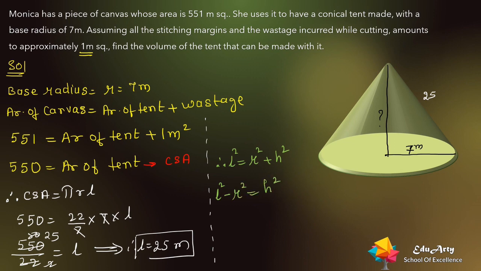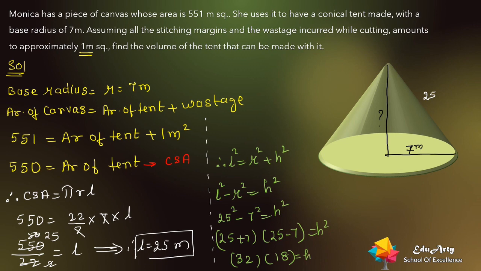So how much is L square? L square is equal to 25 square minus R square is equal to 7 square. That will give you H square, that is equal to 25 plus 7 into 25 minus 7. How much will this come? I think I better go to the next slide. 25 plus 7 is equal to 32 and 25 minus 7, that's equal to 18, correct. So this is equal to H square.